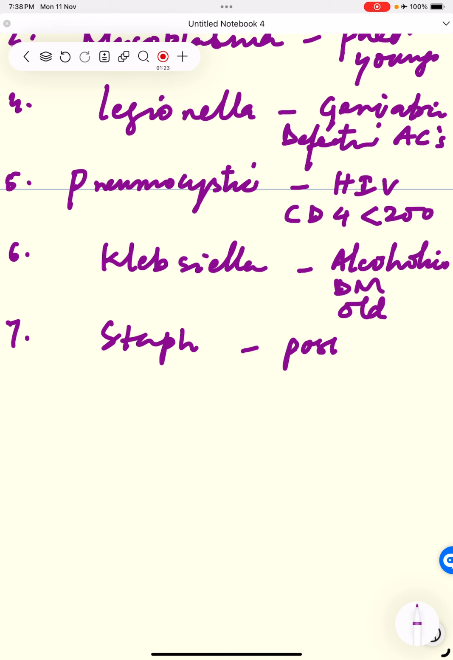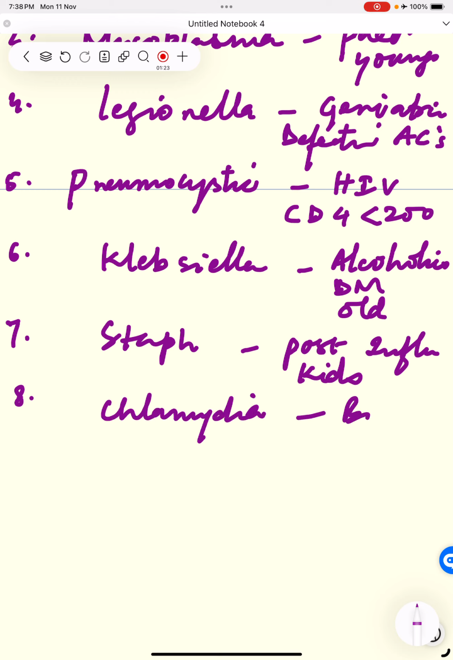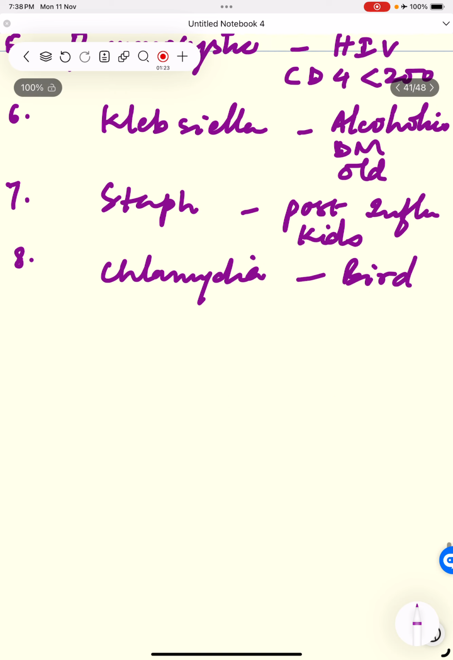Again, this can be post-influenza or in kids. Now, in case of sometimes bird flus through birds, chlamydia can cause. Through animals, it is Coxella.